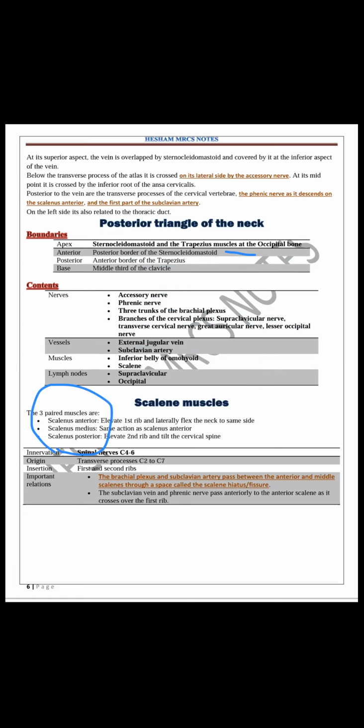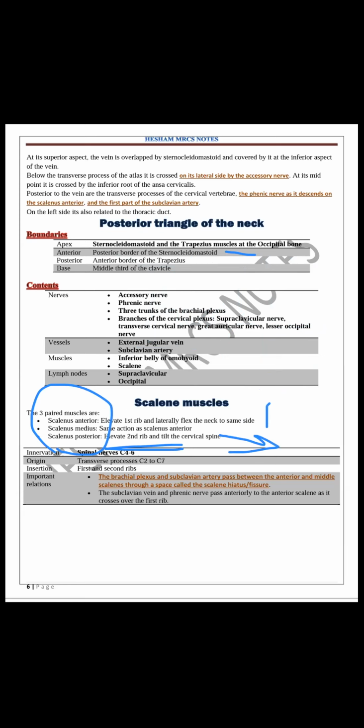We will share all the anatomical landmarks of all of them, but just to know that scalenus anterior and medius are related to the first rib, while scalenus posterior is related to the second rib. Arrangement of the structures is very important. I will try to write it again.